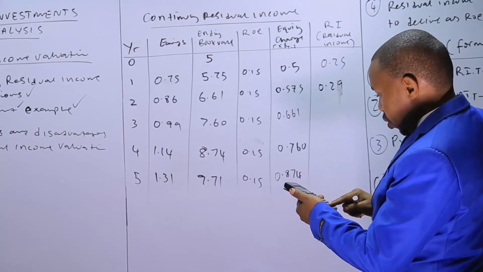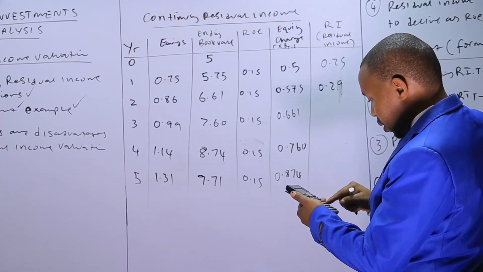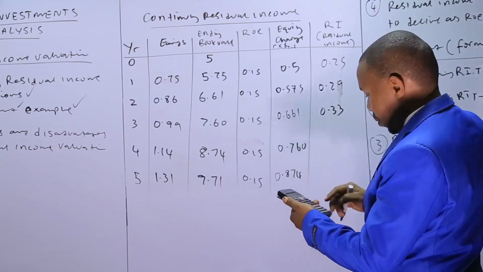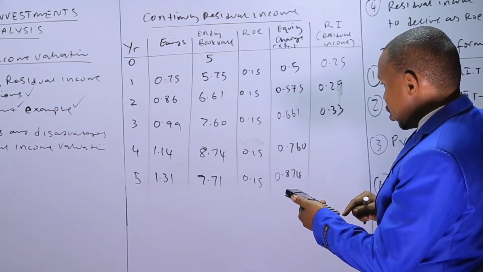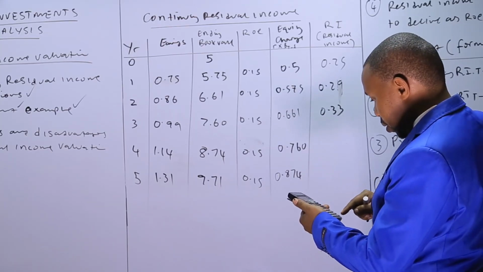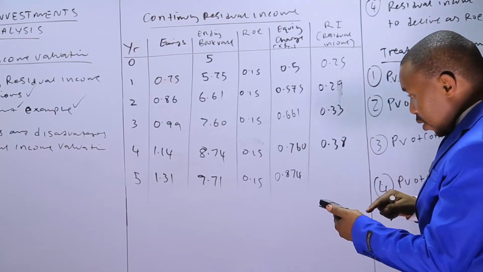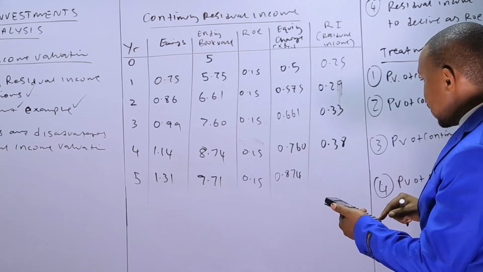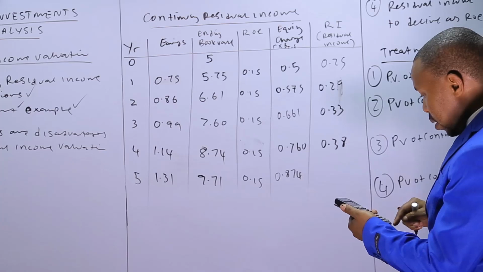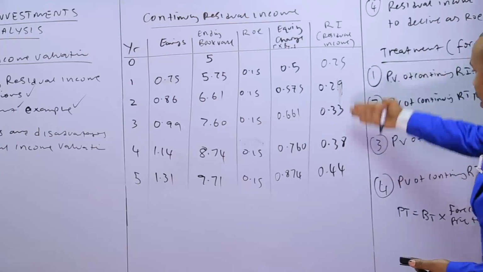Then 0.99 minus 0.661, 0.33. Then 1.14 less 0.76, 0.38. Finally, 1.31 less 0.874, 0.436, 0.44 like that. So these are the residual incomes.